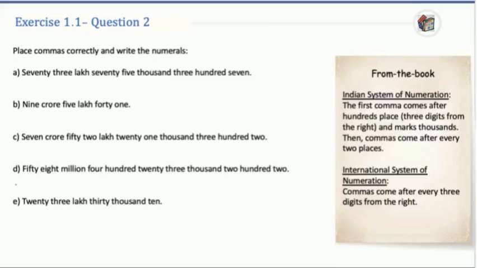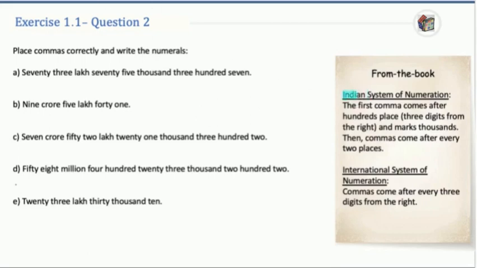Exercise 1.1, Question 2. Place commas correctly and write the numerals. Now, writing the numerals just means converting all these words here into numbers. And then you have to place commas. Now, when you place commas, it's important to understand which unit of numeration you're in. The rules for placing commas are different.